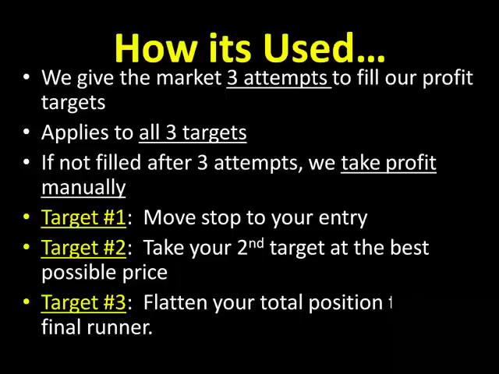Now in target number 3, this, of course, becomes very easy. When we see 1, 2, 3 strikes, you're out, we simply want to flatten our position. So we don't even need to worry about moving our targets around. If we've seen our first target get filled, our second target get filled, and now we look for our third target, 1, 2, 3 strikes, and you're out. If we don't see that third target filled within 3 strikes, it's very simple. Hit the close button and simply flatten your total position to lock in that final runner.